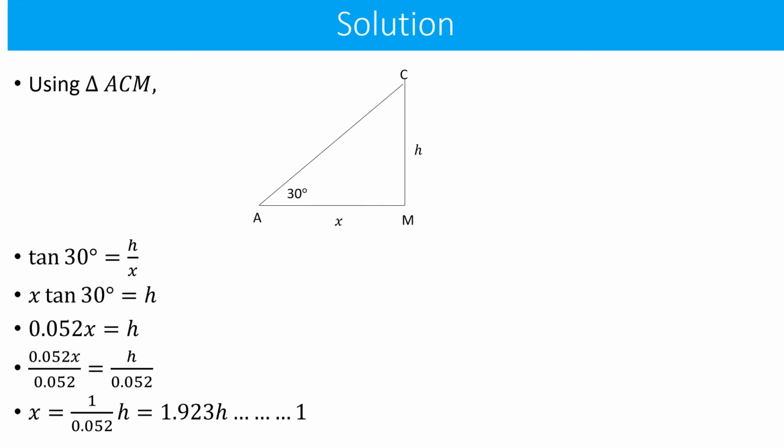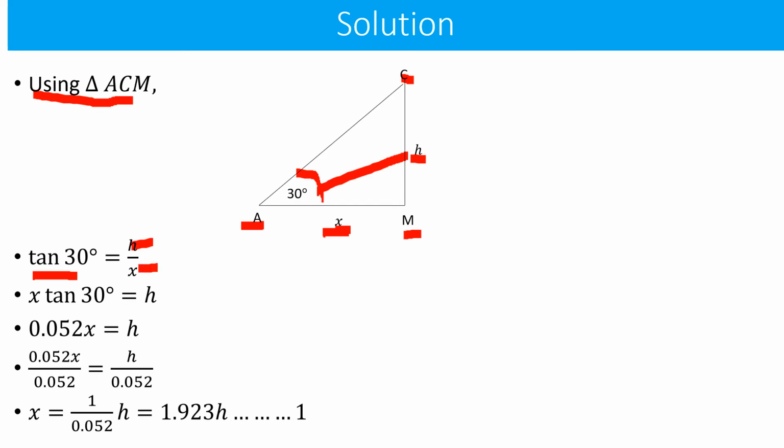Okay, so let's go on and solve the question. So first, using triangle ACM, the height is CM, we indicate it. AM is X, and the angle there is 30 degrees. So we are looking for H, so it's opposite, then X is adjacent. So tan 30 is equal to H over X.